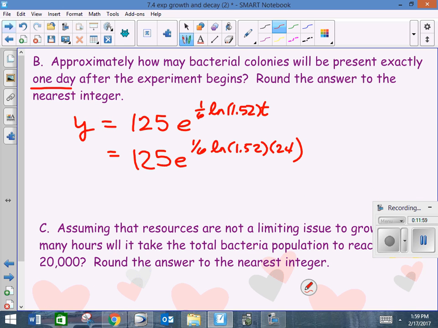So we plug it in. This is the time where you may want to store your k, just because it's annoying to plug that in all the time. Do you remember how to store?